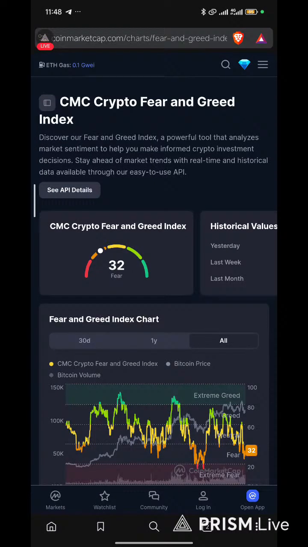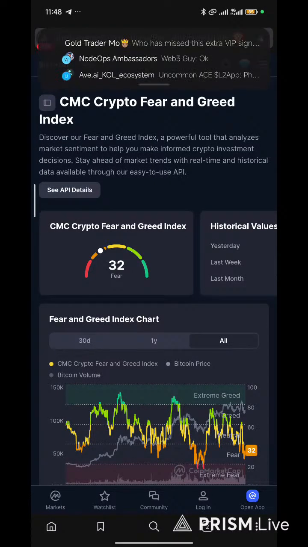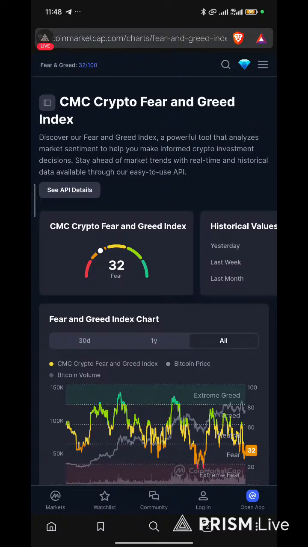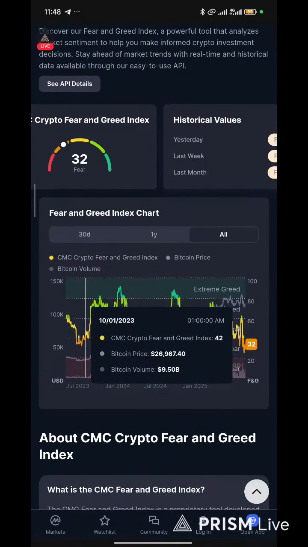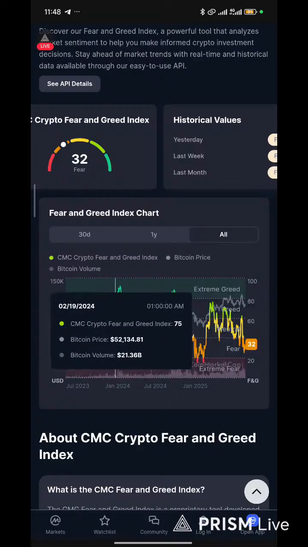So that is it. When traders are fearful, prices are usually undervalued, and when everyone is greedy, the market may be overvalued. Now let's dive into interpreting the current market sentiment. These are the fear and greed tags. Now let's demonstrate this.